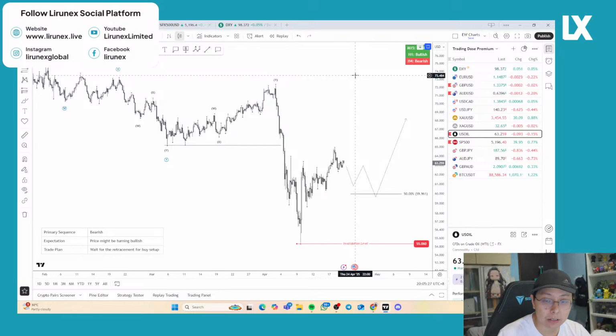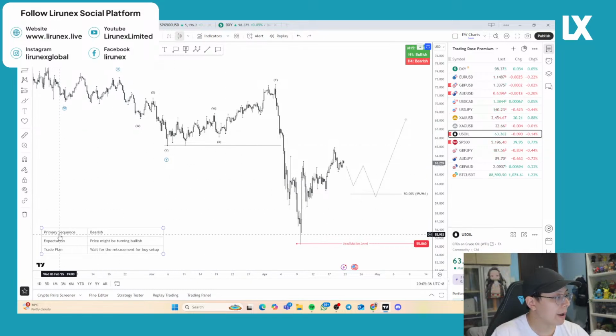Okay, so when you see signals like that, that's what you can essentially decipher. Okay, so if you take a look at the bottom left, right, what I have in terms of the analysis over here, as a conclusion, you can see the primary sequence is bearish because the higher time frame is still bearish. Okay, we are technically still in a bearish trend. But the expectation here is that price might be turning bullish, right? So what I've put in the analysis is that yes, we're in a downtrend, but this downtrend may be ending soon. It might be turning bullish, right?